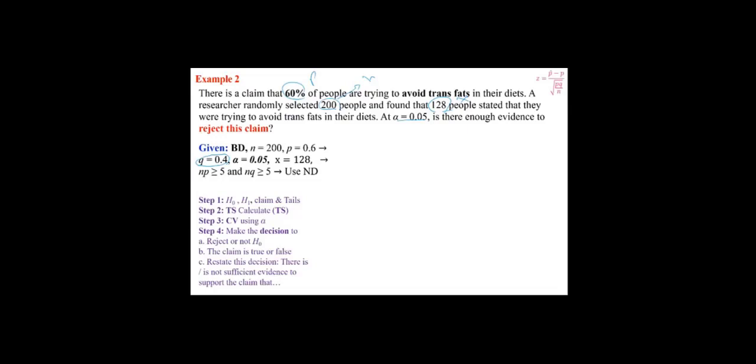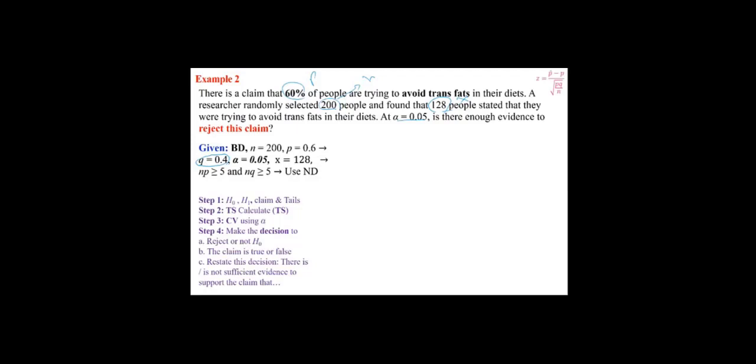Alpha is 0.05, x is 128, np and nq, the product I didn't calculate, are larger than 5, therefore we can use the normal distribution. So let's discuss the first step. The first step says H0 and H1. Notice H0, H1, claim, tails, all of the above you have to write. So having said that, let's see what we need to do.